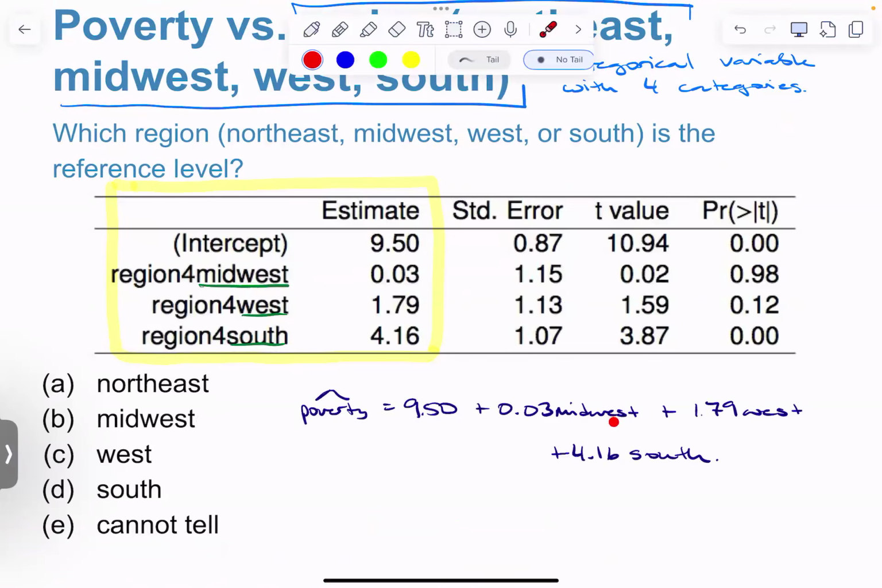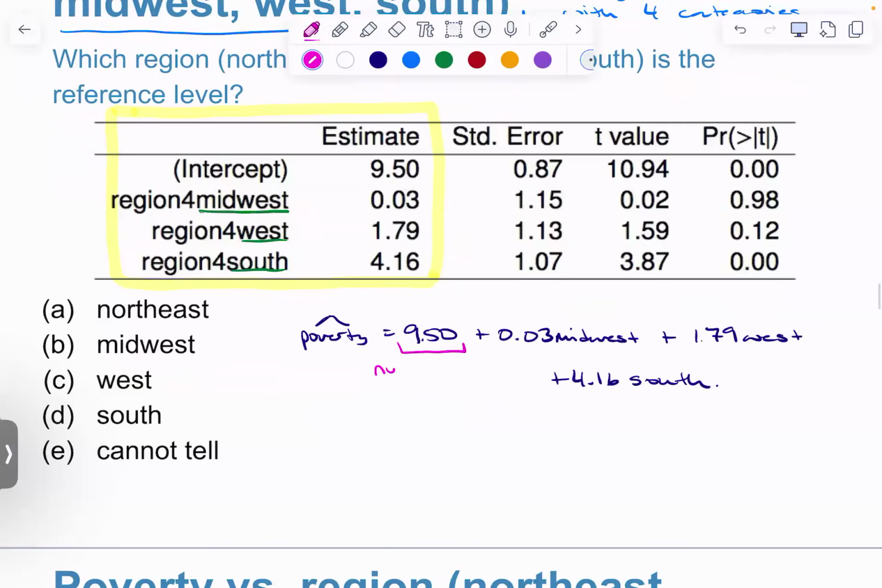It can only be one of these regions, right? In fact, if the Midwest is off, the West is off, and the South is off, letting all these be 0, then my reference level, which region is the reference level, is going to be the region that I haven't listed, which means the Northeast. Everything is in relation to the Northeast.